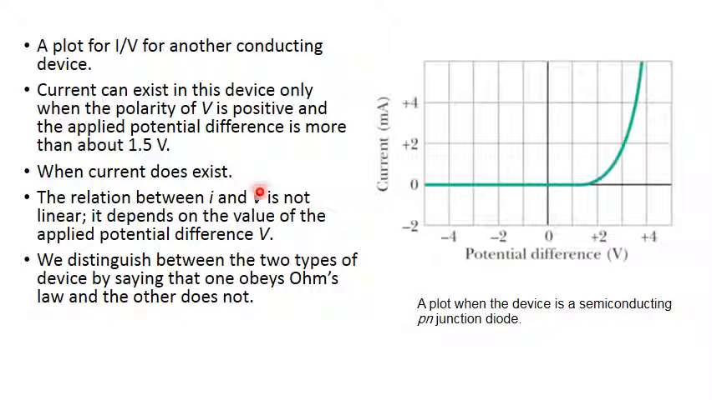So from these characteristics, we can distinguish between two types of devices, one obeying Ohm's law and one that doesn't obey Ohm's law. So this IV characteristic doesn't obey Ohm's law. If I'm talking about Ohm's law, I should find a straight line passing through the origin. Okay?